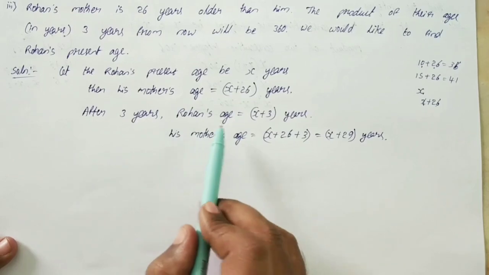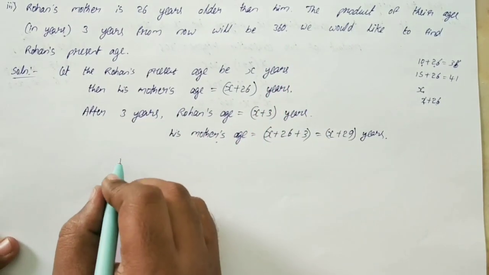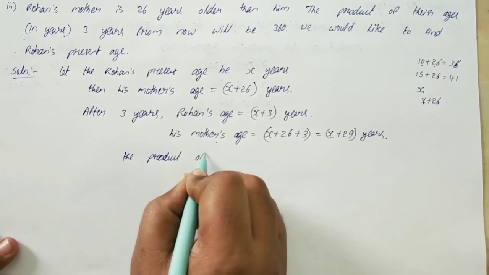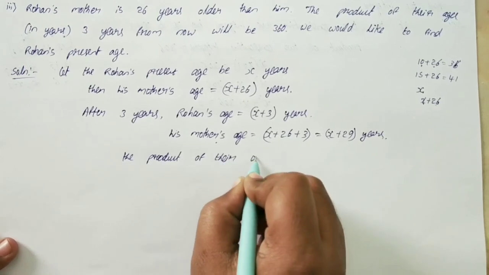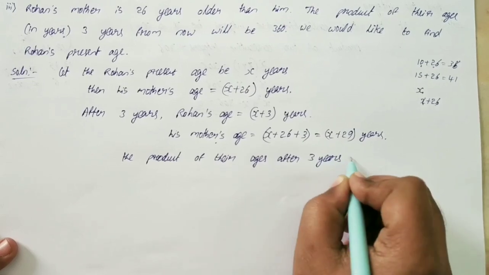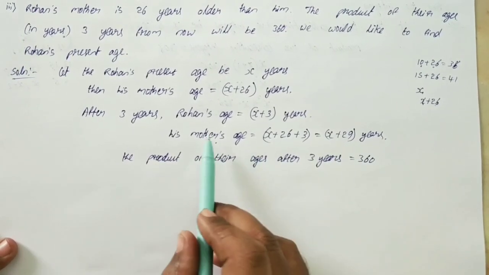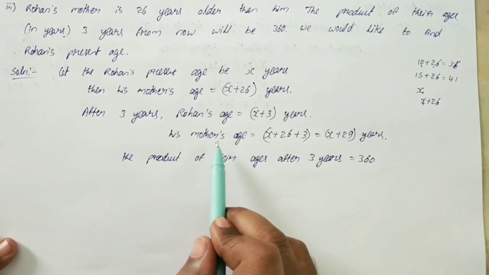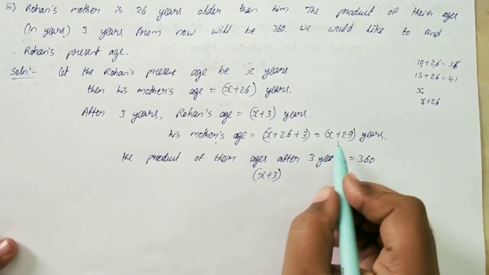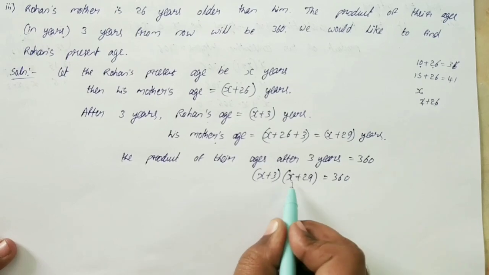So the product of their ages after 3 years is equal to 360, they have given, right? Product means we have to multiply. What do we have to multiply? Both Rohan's and his mother's ages after 3 years. So after 3 years Rohan's age is x plus 3, and his mother's age is x plus 29, and the product is equal to 360, right? We are multiplying both the ages.